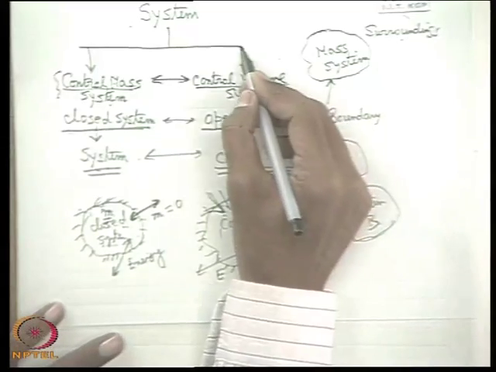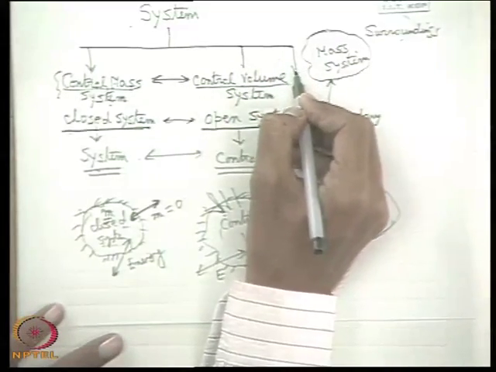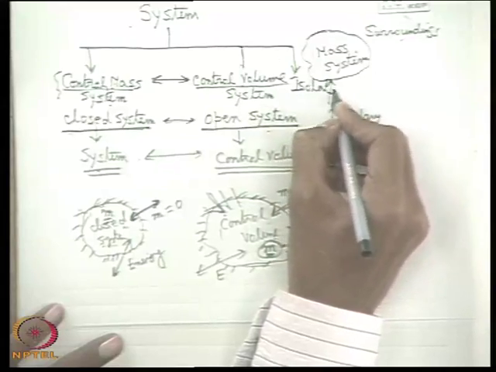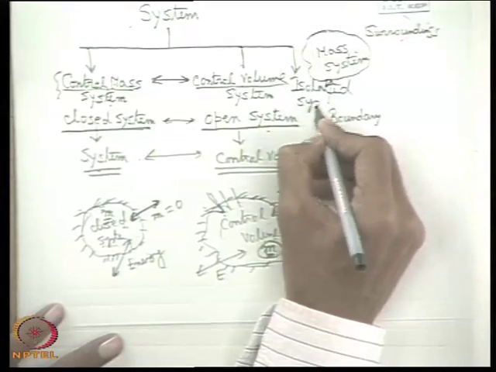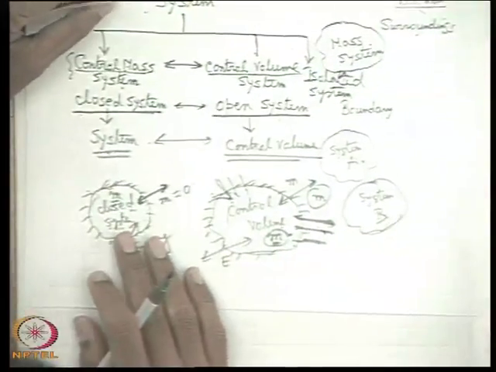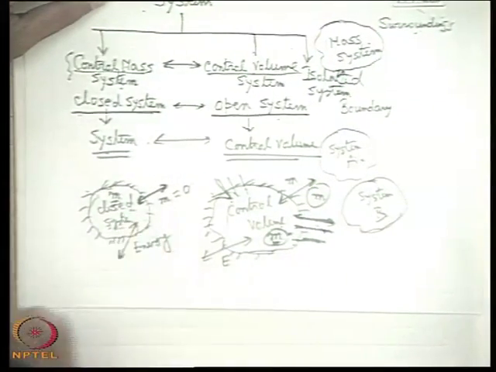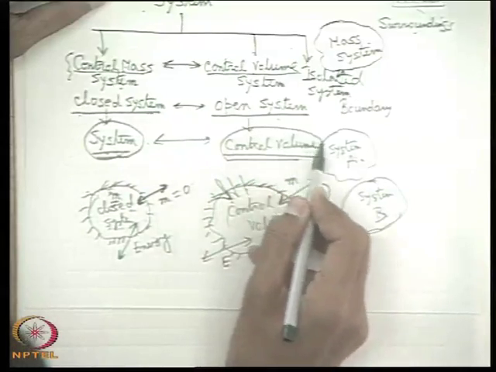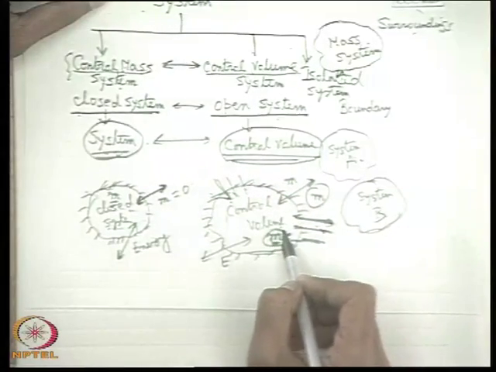Another type of system we also define is the isolated system. Please write: isolated system. This system is very simple. So this is the control mass system, or closed system, or simply system. Sometimes we will refer to it only as system, and this is the control volume system, or simply control volume system or open system.